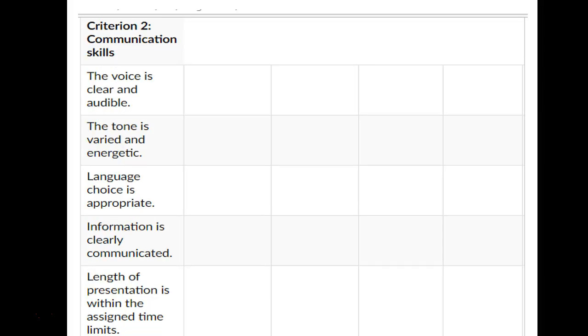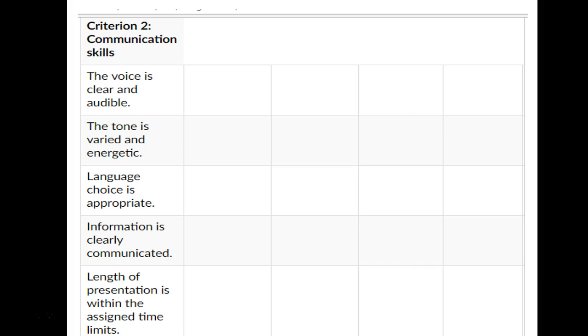And then we look at our criterion 2, which is our communication skills. And as a teacher, these are so important. So we need to make sure that your voice is clear and audible. You're not mumbling. We can hear what you're saying. You've got an energetic tone, your tone is varied, your language is appropriate, and your presentation is really clear.